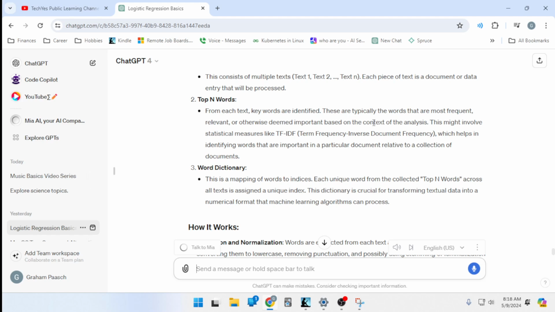The indexed words and their representation allow models to learn about word associations and context, which are crucial in tasks like machine translation and topic modeling. Conclusion. The process shown in your diagram is foundational in many NLP applications.